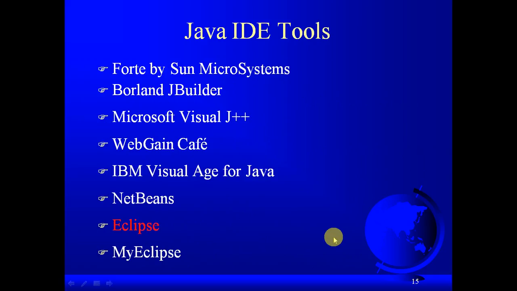While writing programs in core Java, we will do each and every program at a command prompt to understand easily. But when you are writing programs in advanced Java, we will go for IDE, Integrated Development Environment tools. There are so many tools: Sun Microsystems, Borland JDeveloper, Microsoft Visual J++, IBM Visual Age for Java, NetBeans, Eclipse, MyEclipse, and many different things. Right now in the advanced Java course, we are using Eclipse.